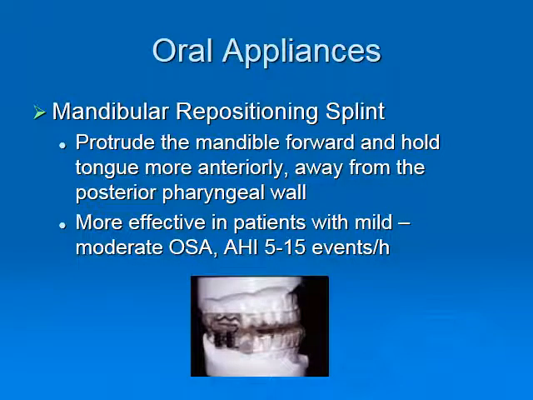What are the oral appliances? They are mandibular repositioning splints. They help the mandible to protrude forward and hold the tongue more anteriorly, away from the posterior pharyngeal wall, so it opens the airway. More effectively, it acts in patients with mild to moderate degrees of obstructive sleep apnea.